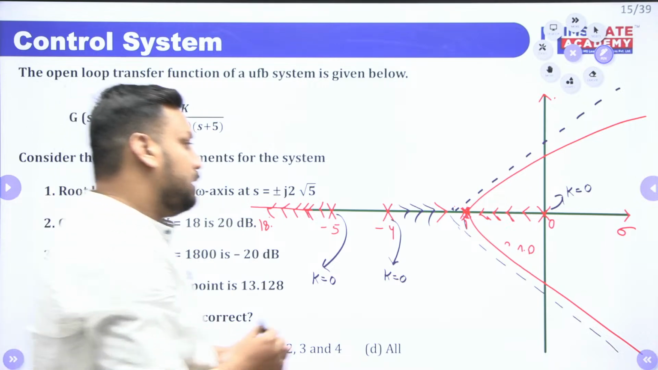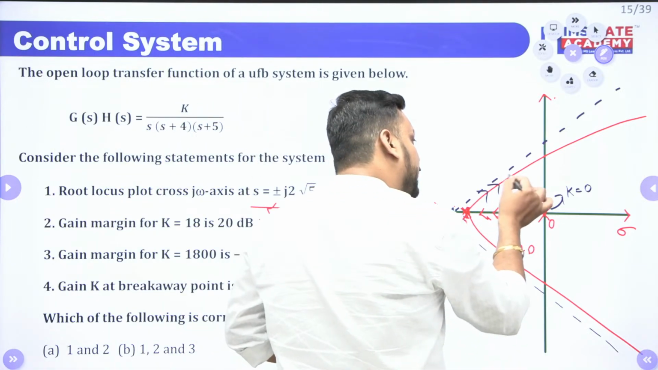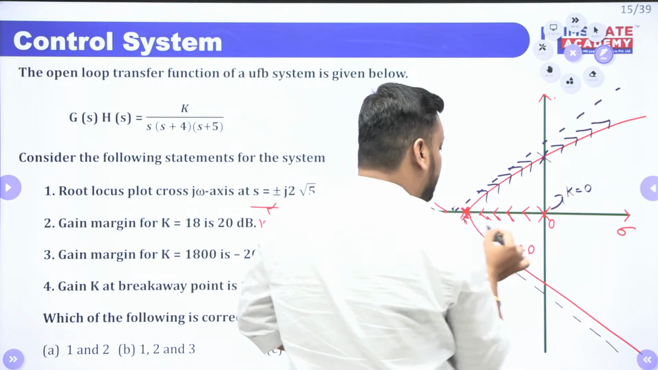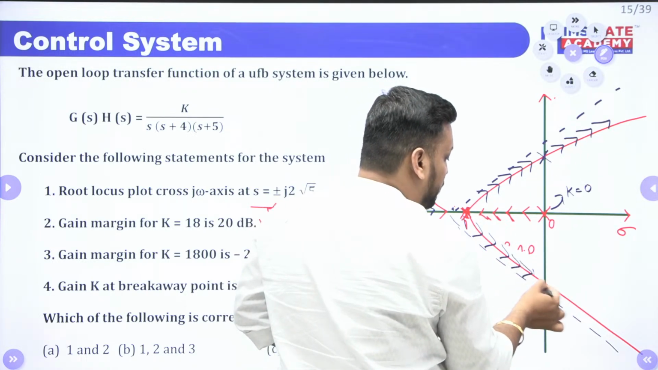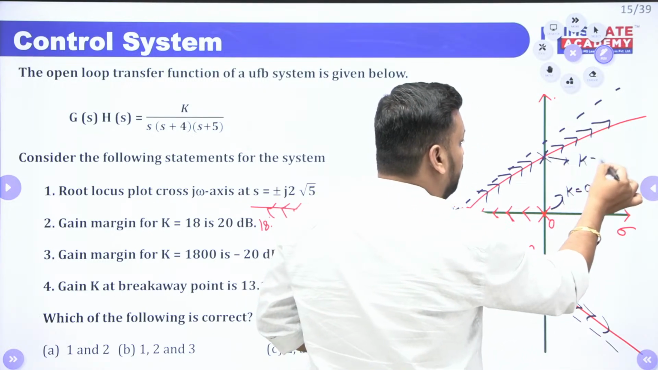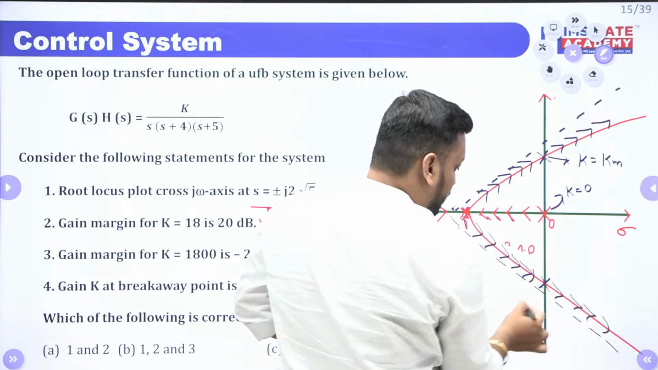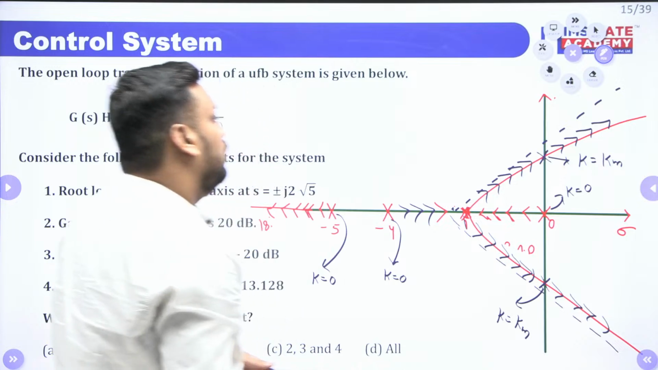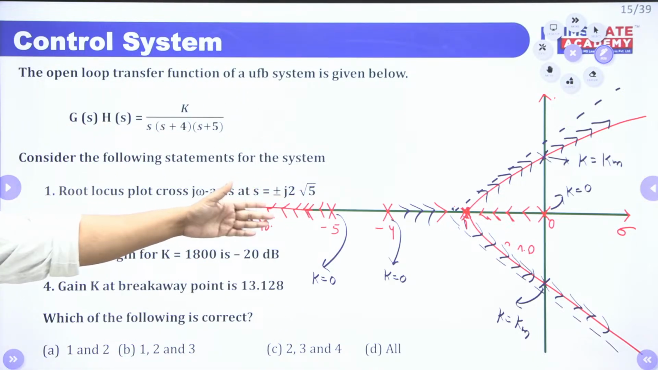Now the examiner is asking about this intersection point, guys. So don't you think at this point the k value is nothing but km? At this point your k value is equal to km. So it is nothing but the Routh-Hurwitz, guys. It will be provided by Routh-Hurwitz.